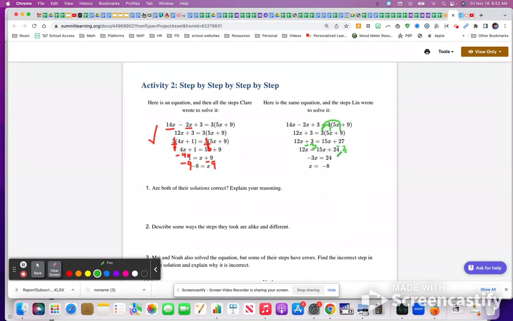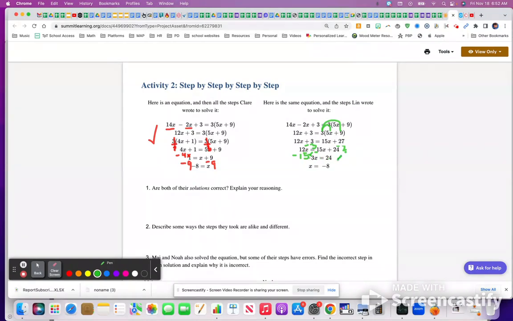And it looks to me like she decided that she was going to move this 15x, get rid of it, and she was going to have to subtract it. So when she subtracted 15x from this side, she also subtracted 15x from this side. And when you have 12x and you subtract 15x, you end up with a negative 3x. So she had negative 3x equals 24.